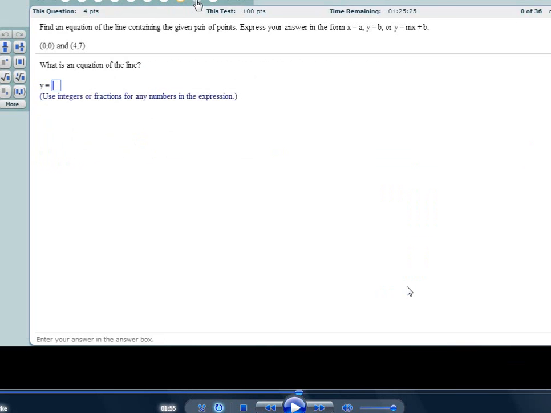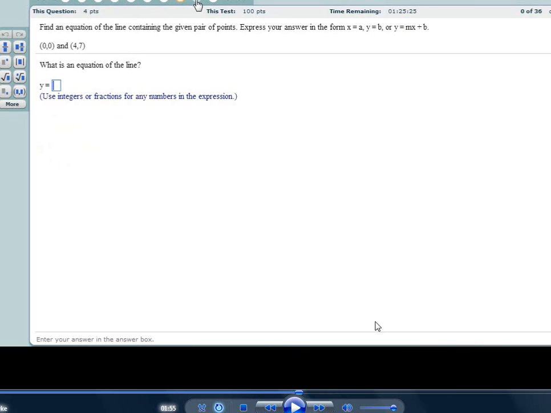Okay, number 18 here. Find an equation of the line containing the given pair of points. Express your answer in the form x equals a, y equals b, or slope-intercept form. And don't be confused by these two forms, folks. x equals a, meaning x equals some number, is the equation you have when you have a vertical line. And y equals b, or y equals some number, is the equation you have when you have a horizontal line. Otherwise, it's in this form, y equals mx plus b.